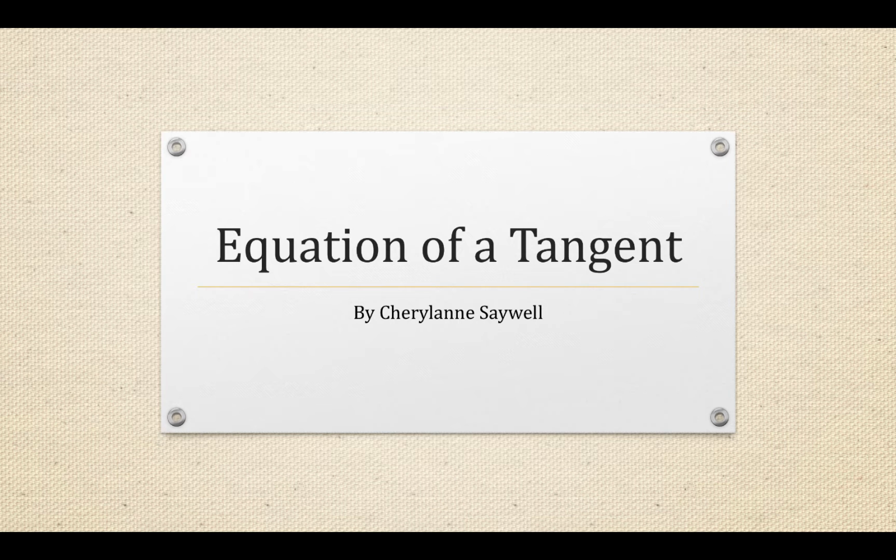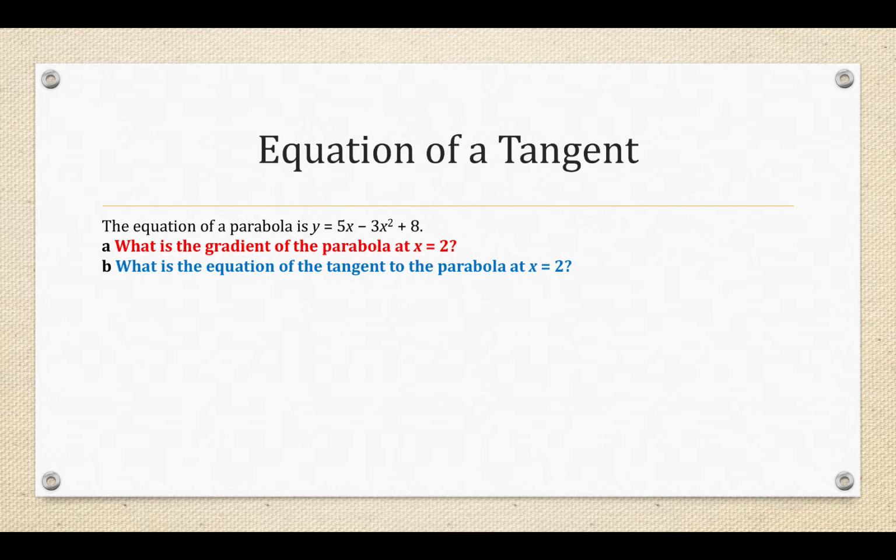Today we're looking at the graphing of the equation of a tangent. So the question that we have: the equation of a parabola is y equals 5x minus 3x squared plus 8. We have two sections to this. The first one is, what is the gradient of the parabola at x equals 2? And we also have, what is the equation of the tangent to the parabola at x equals 2?